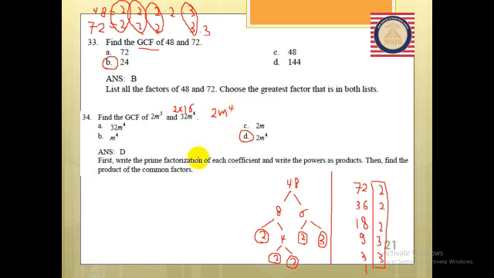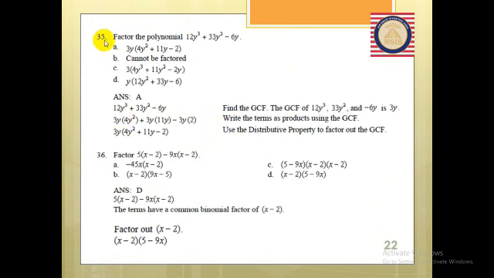Okay? Nice, grade 9. Let's complete. 35. Factorize the polynomial. Here I have a polynomial like this. How to factorize it?